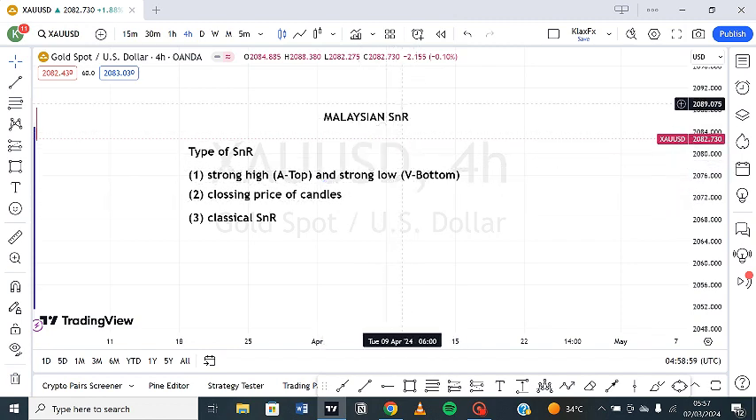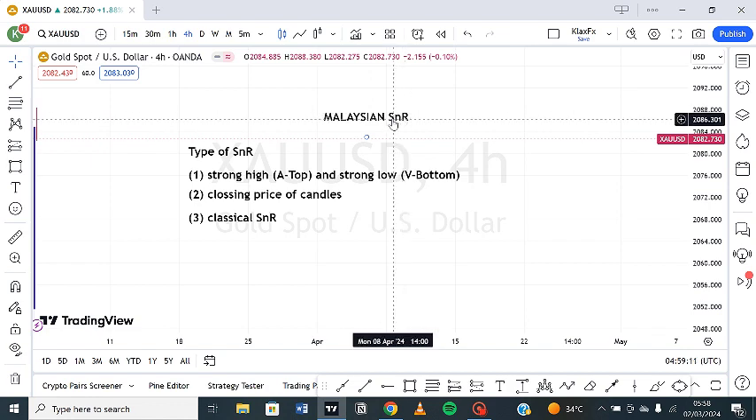So today I'll be showing you an important concept in the forex trading industry. Today we'll be talking about Malaysian SnR. Malaysian SnR is another type of trading support and resistance. The S and R mean support and resistance.